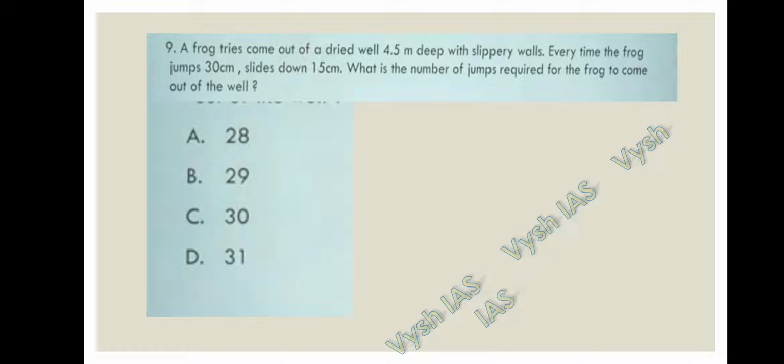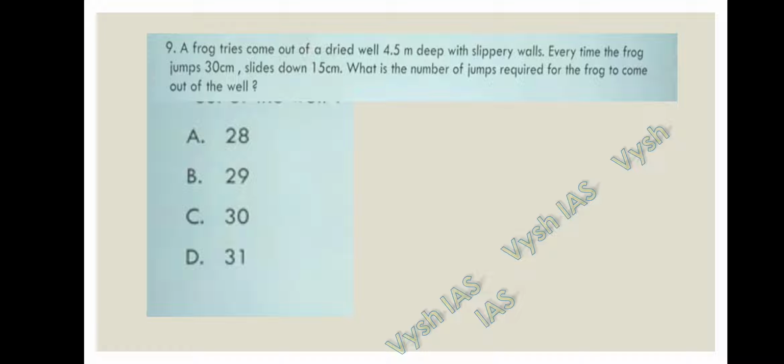Question number 9. A frog tries to come out of a dried well 4.5 meters deep with slippery walls. Every time the frog jumps 30 centimeters, it slides down 15 centimeters. What is the number of jumps required for the frog to come out of the well? This is a very good question. You require some common sense to solve it, because there is a little logic. People will miss this logic and attempt with the wrong option. So let's see what the logic is in this question.